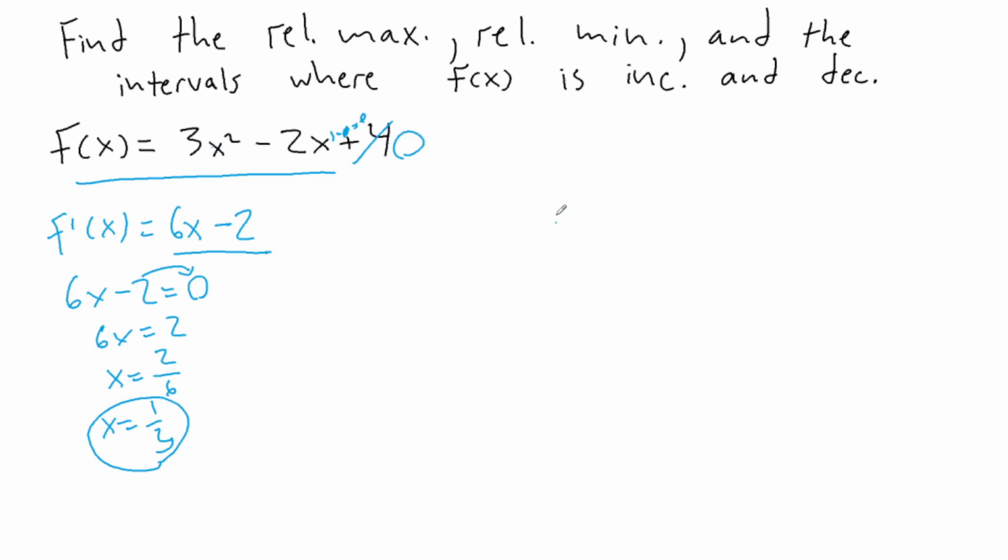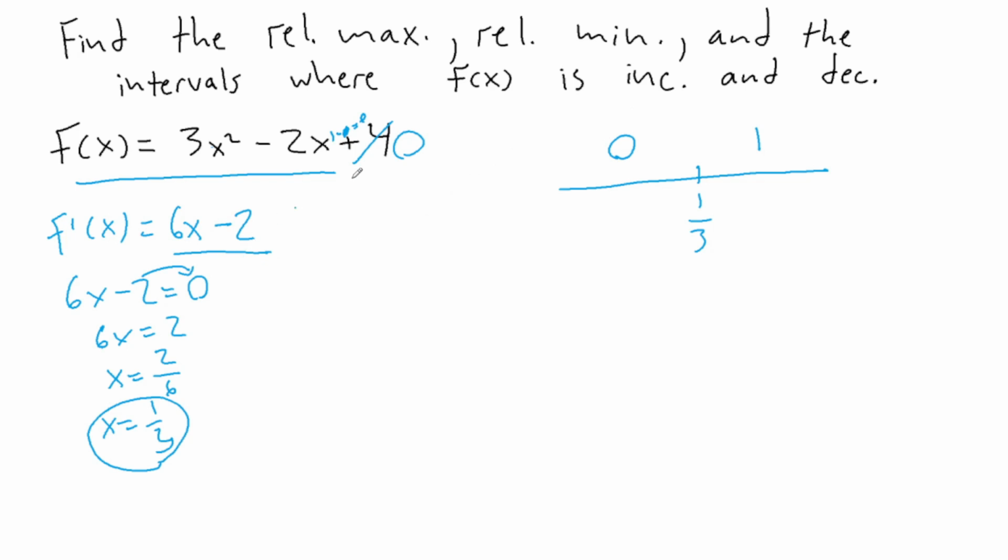This is going to be a pretty easy sign chart because we only have one number. We're going to draw our line and put 1/3. Then we choose a number a little bit to the left of 1/3, so we could do 0, and a number a little bit to the right of 1/3, so we could choose something like 1. Then we're going to plug in each of these numbers to f prime of x.